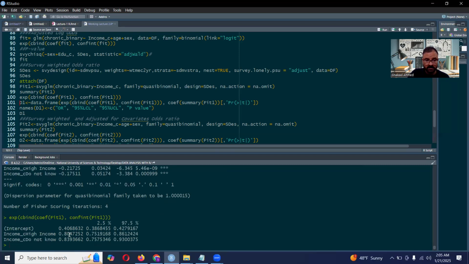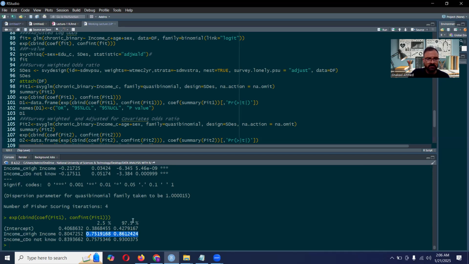If this is greater than 1, we can say this group has a higher chance than the reference group. Here the reference group is low income. We have three categories of income: low income, high income, and don't know. So we are comparing the high income group with the low income group. That is 0.8. It means the people with high income have a lower chance of having a chronic condition than those with low income. So this is the confidence interval.